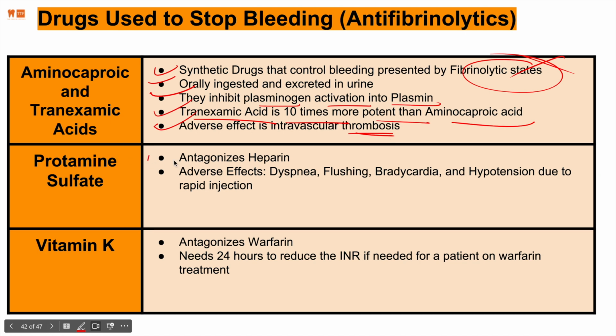Protamine sulfate reverses heparin. Adverse effects are dyspnea, flushing, bradycardia, hypotension. All of that can occur due to rapid injection. And the king, vitamin K. It antagonizes warfarin. It needs 24 hours to reduce the INR if needed for a patient on warfarin treatment.